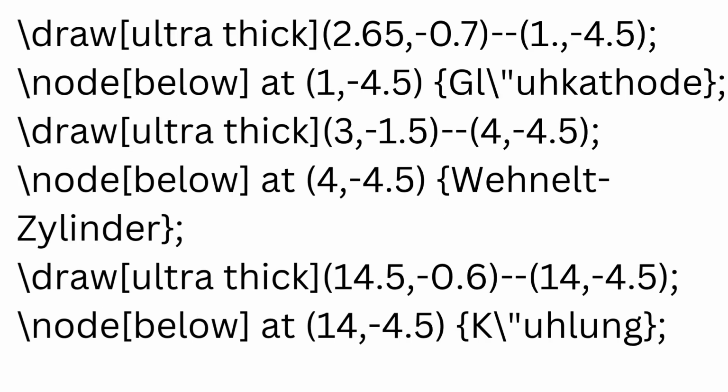Labeling each component, we draw a line pointing to the heated cathode and label it. Another line points to the Wehnelt cylinder, which controls the focus of the electron beam. Our third line goes to the cooling unit at the far end.